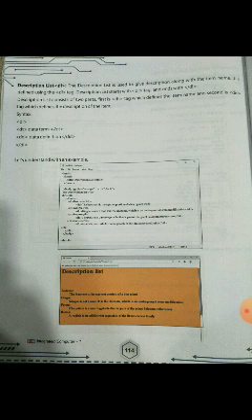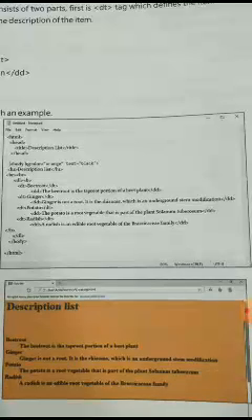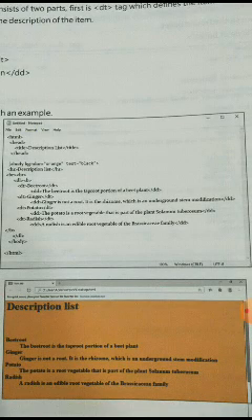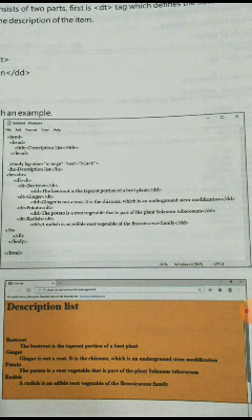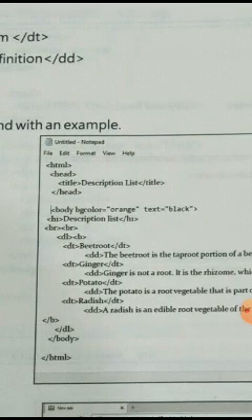Firstly you have to give DL for the description list, then DT data term, then DD data description, then in the end you have to close your DL tag. Like this you can make your program, it's given in your book. Then you have to save your file. If you want to save your file, simply press Ctrl S. Like I have told you, you have to open Notepad, then type this program in Notepad, then save your file.